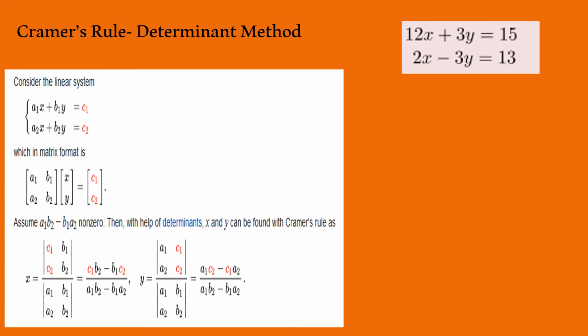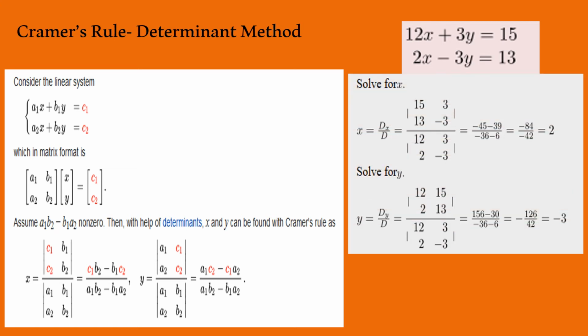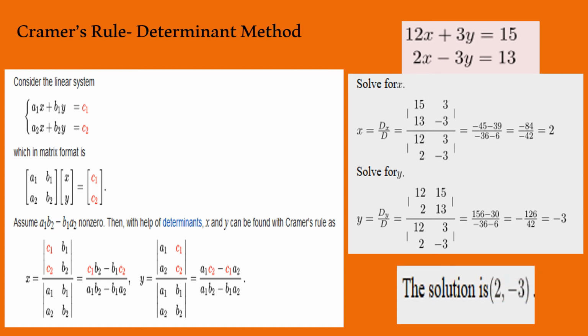So if I'm trying to solve the equations 12x plus 3y equal to 15 and 2x minus 3y equal to 13, my x will be the determinant of the coefficients 12, 3, 2, negative 3 in the denominator, and in the numerator, the coefficients 12 and 2 have to be replaced by 15 and 13. Then the denominator, with the coefficients of y, 3, negative 3, simplifies so that x is 2. And the same way you can find the value for y by taking delta y by delta, dy by d. In this case, the solution is 2, negative 3.